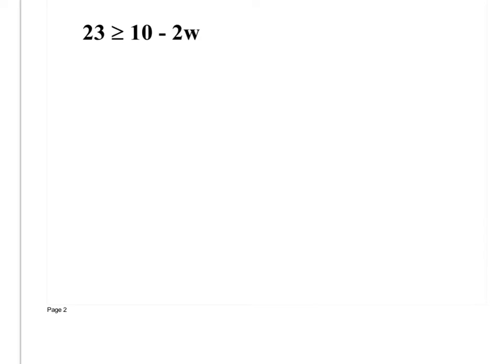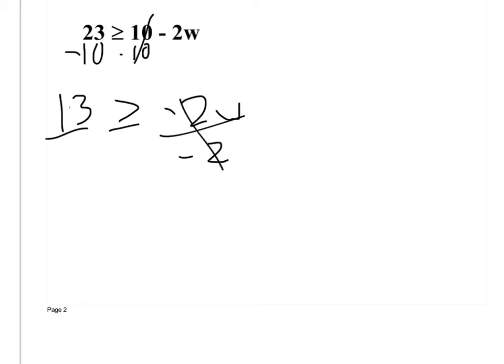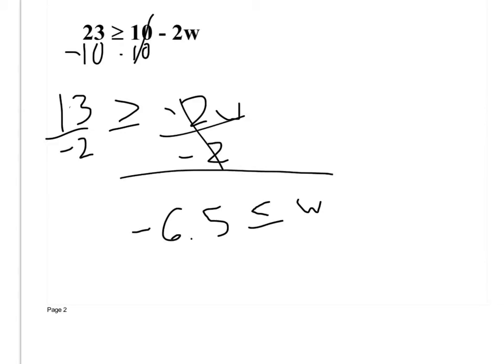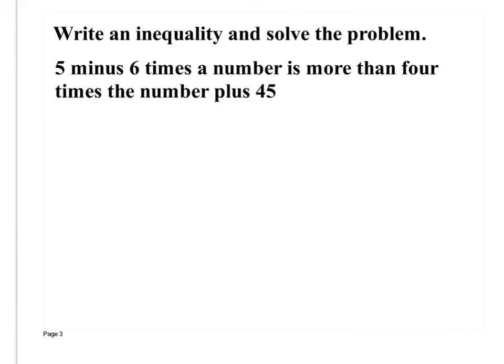Alright, we have 23 is greater than or equal to 10 minus 2w. I gotta get w by itself. First thing I do is I subtract 10. Gives me 13 is greater than or equal to -2w. We divide by -2. 13 divided by -2 is -6.5, which is less than or equal to w. Because I divided by a negative number, I had to switch my sign. There's my answer. This is what your homework's going to look like today.